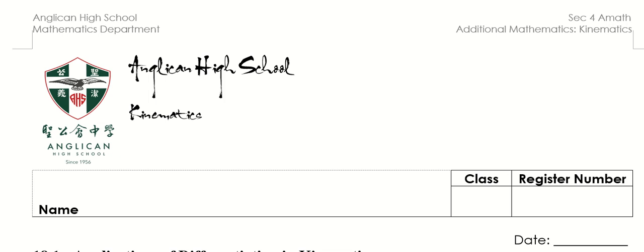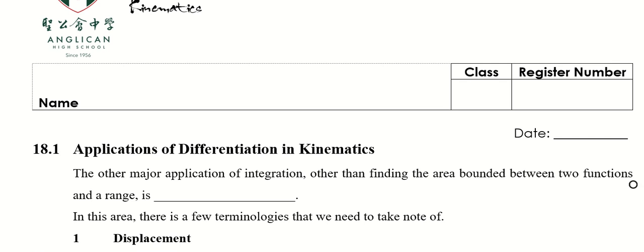Okay, we come to this chapter on kinematics. How is that related to our integration topic? It's highly related because the other major application of integration, other than finding the area bounded between two functions and a range, is applied in kinematics, which is essentially an upper hand for you who are studying physics, because there are some terminology that you would have come across before in your Sec 3 physics work.